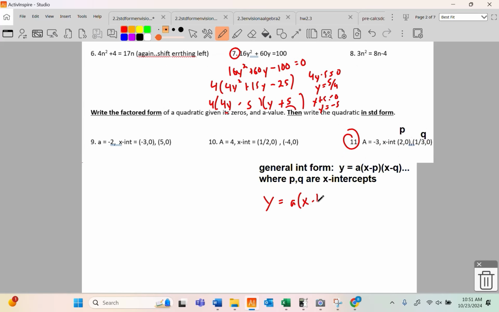Oops, let me go back. A was negative 3, wasn't it? Negative 3 times x minus a third, and then times x minus 2. Now, the reason I put the second one first is because I was thinking ahead. I'm going to do the distributive property. I'm going to leave the negativity outside. 3 times x is 3x, and then the 3's cancel, minus 1. I left the negativity outside. I didn't move it inside. And then x minus 2. So there is a good factored form.